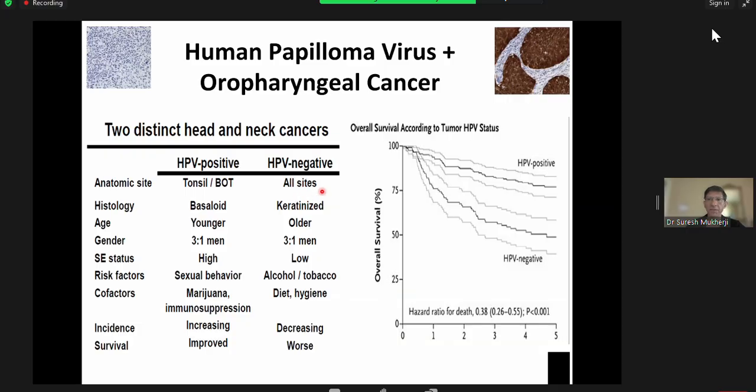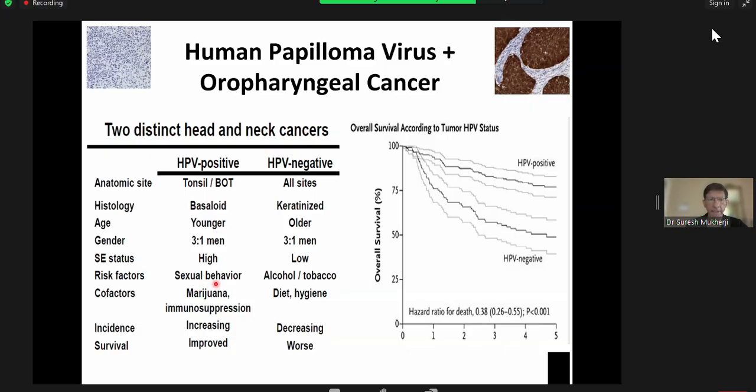So for those of you that have seen cancers due to chewing betel nut, those are HPV negative, whereas the HPV positive tumors involving the oropharynx are going to be predominantly the tongue base and the tonsils. Histologically, they're different. These are more basaloid. They tend to occur in younger patients. And as I mentioned before, this is a sexually transmitted disease. So the more sexual partners that you have, the higher your risk for developing HPV positive tumors.